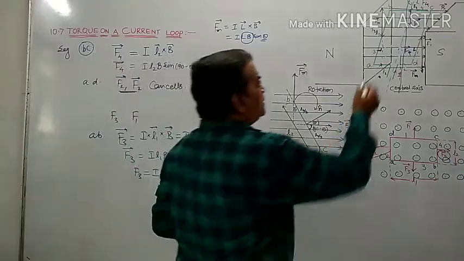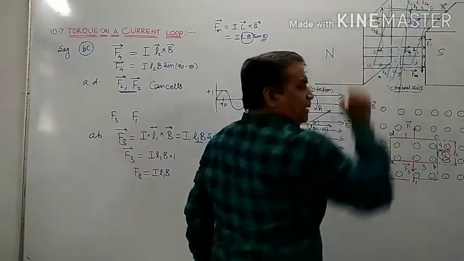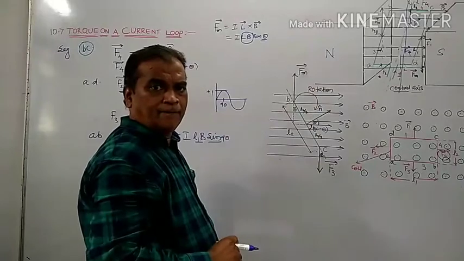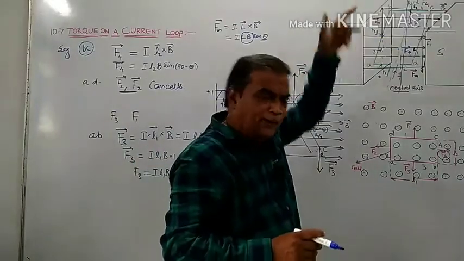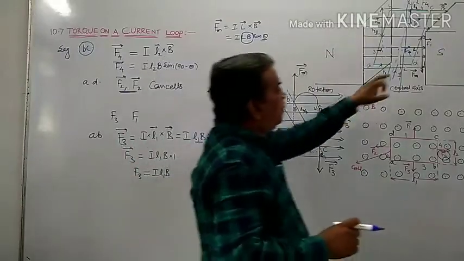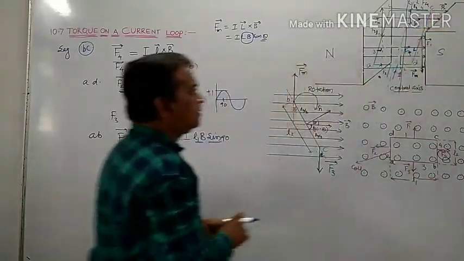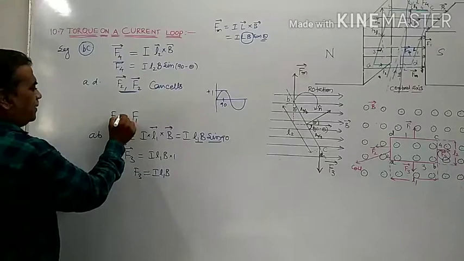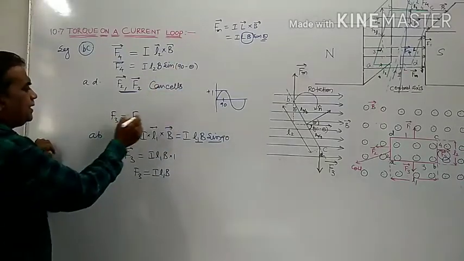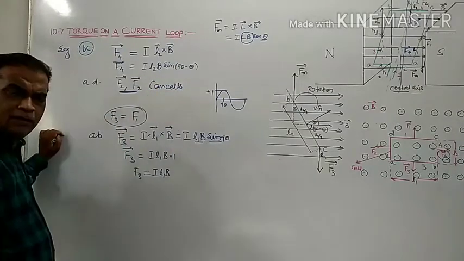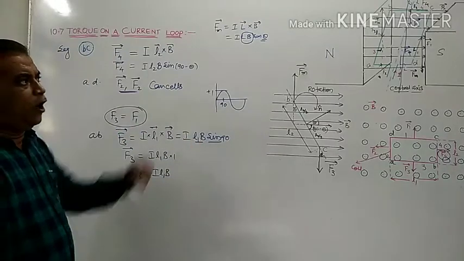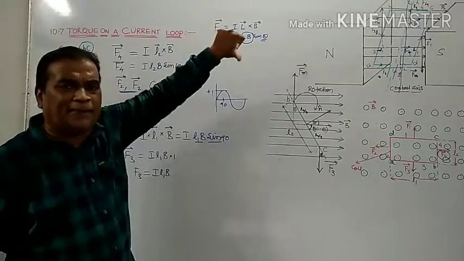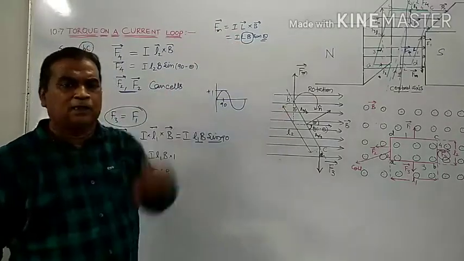So force F3, which is acting on segment AB, according to the right hand rule, is acting in which direction? In the upward direction. The forces on segments AB and CD are equal in magnitude but opposite in direction. On AB it is acting upward, while the magnetic force on CD is acting downward.